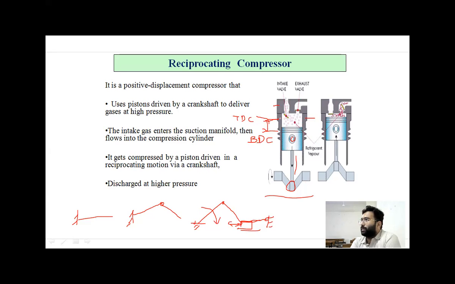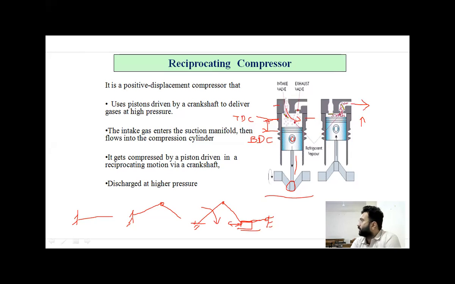When the piston is at top dead center, the valve is closed. As it moves downward, the suction valve opens and then air comes inside. Then it reaches BDC. After BDC, it goes again towards TDC. Then the discharge valve opens and the compressed air is taken out.